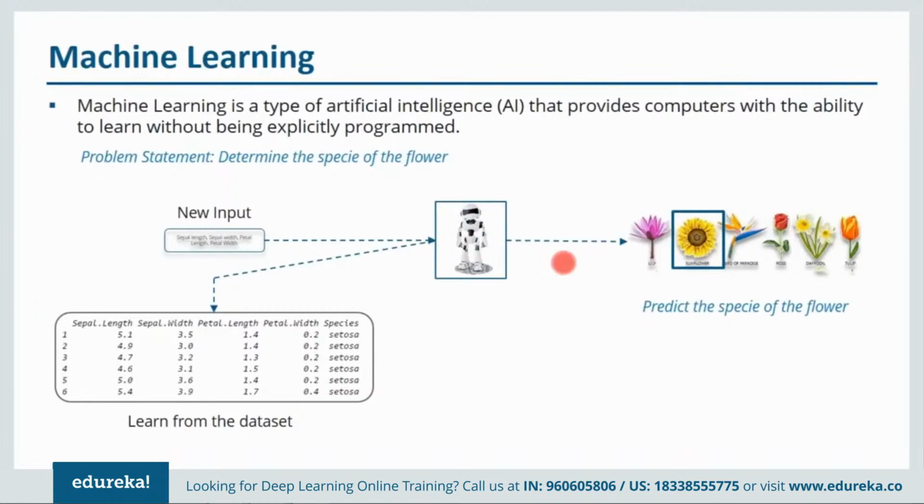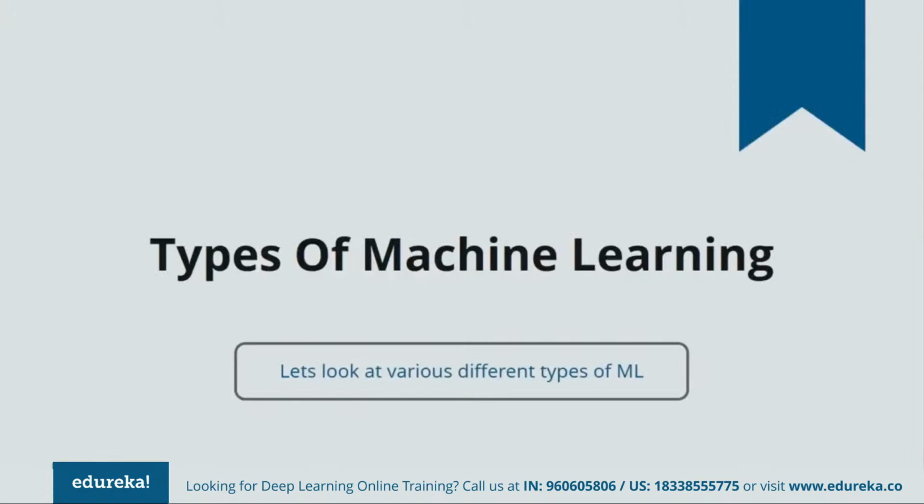So basically, I'll just revise it once more. You have a data set. You split that data into training and testing data. With the help of training data, you train your particular machine. And after that, you test it in order to determine the accuracy. And once it is done, whenever you give the new input, it'll predict the desired outcome. So this is how machine learning works, guys. Let us move forward and understand various types of machine learning.